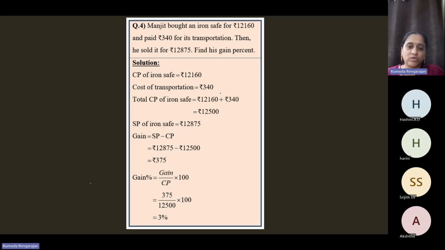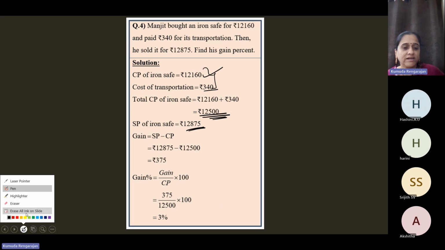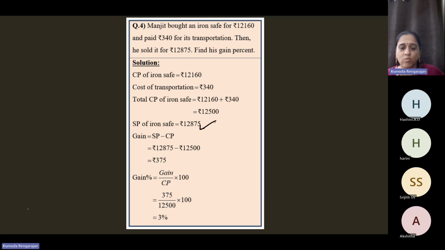Okay, fine. Let's come back to the question. So this is the cost price, cost of transportation, add both. So this is the total cost price. This is the selling price. When you compare, you see that the selling price is more. SP is more. So it's a profit. Find the profit and then profit percent using this formula. So all those extra expenses are called overhead expenses. That should be added to the cost price to find the total cost price.